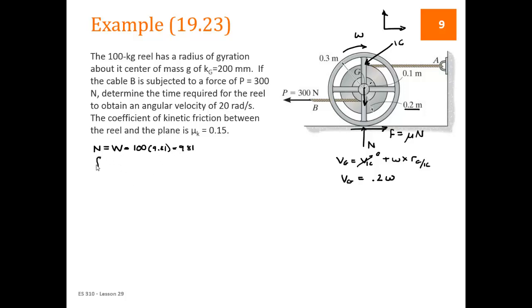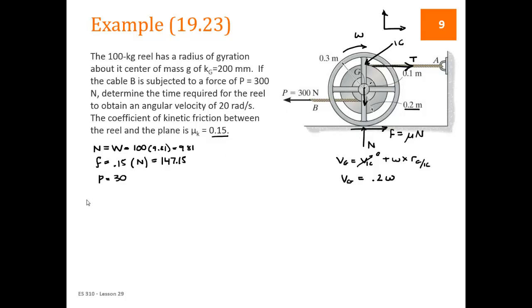And then the friction is going to equal mu, which is 0.15, times the normal force, which comes out to be 147.15. P is given as 300. And then we have a T pulling on this rope, which is unknown. Because of that friction, T is not equal to P. If that friction were not there, then T would be equal to P. So we don't know T.